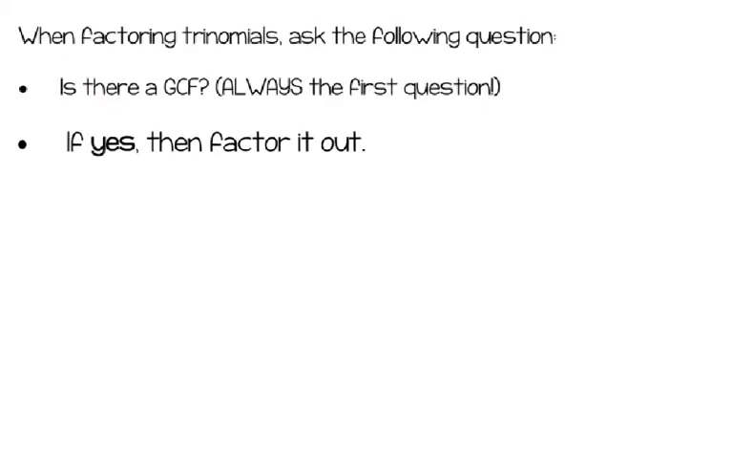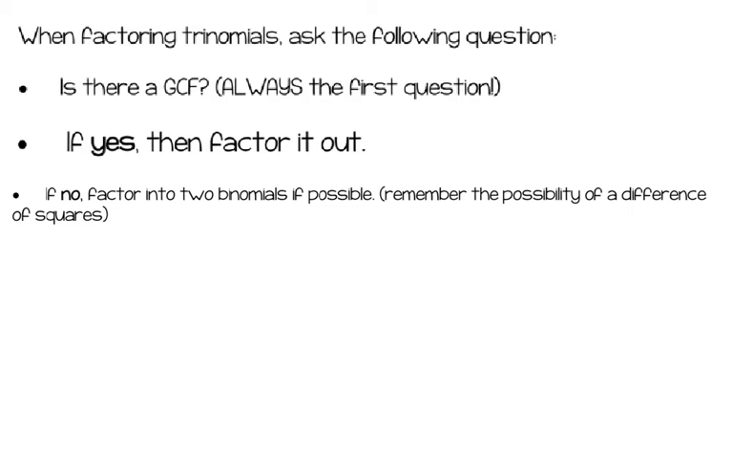Okay, the next thing, if there is a GCF, then you're going to factor it out. So same as we learned last time. So for example, if you have something like 3x plus 6, and there is a GCF, then you're going to factor that out. So that'll be factored, okay? Now what we're going to see today a lot is what if it's no? What if there is no GCF? So if there is no GCF, then you're going to factor it into two binomials if it's possible. Now sometimes it may not be possible. And so sometimes you have polynomials that just are not factorable.